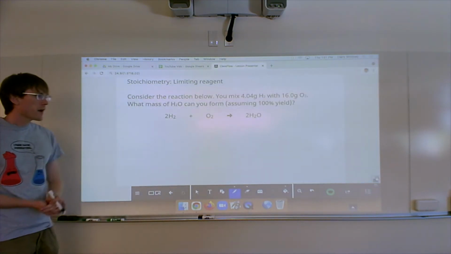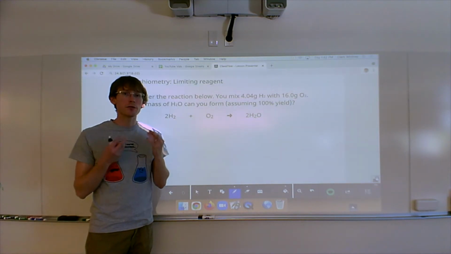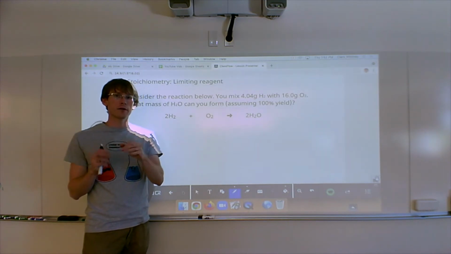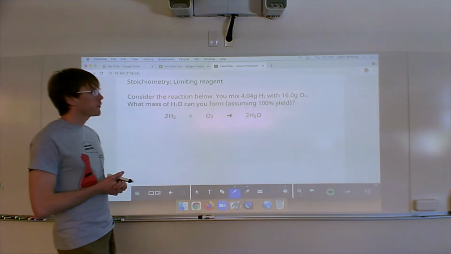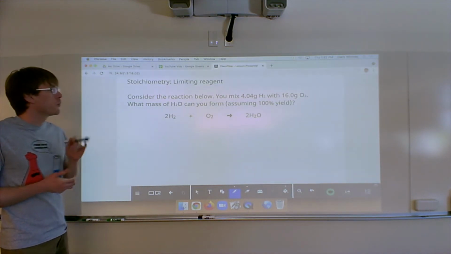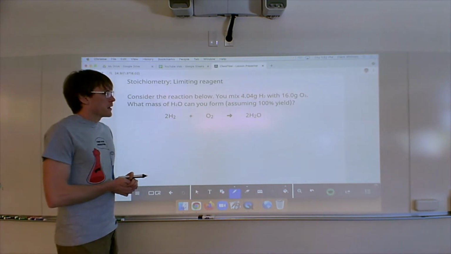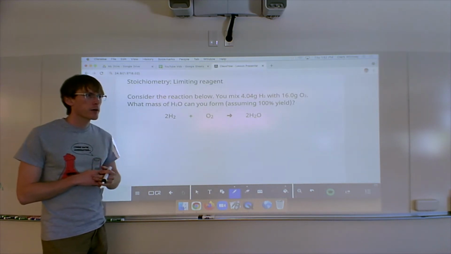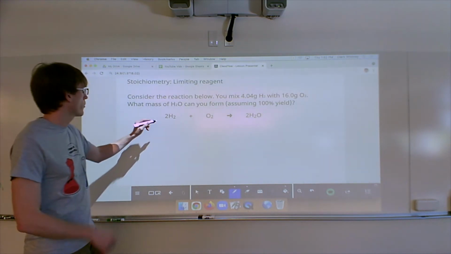So academically, how do we calculate the actual amount of product to be expected when we're given 2 amounts of reactants? Let's consider this reaction. We have 4.04 grams of hydrogen and 16.0 grams of oxygen. What mass of water can be formed? There are a couple different schools of thought on how you could solve this. I'm going to try a way that is going to be familiar to you based on what we've done before.